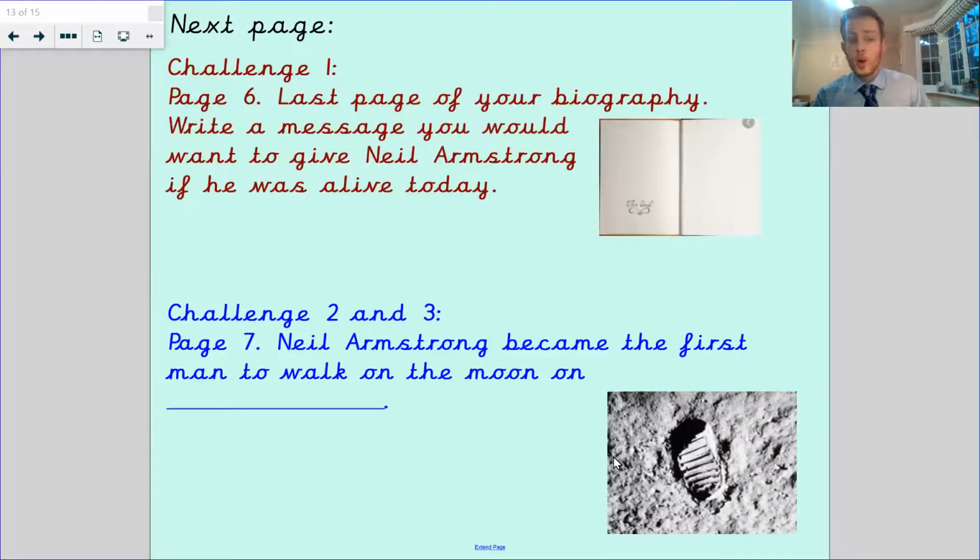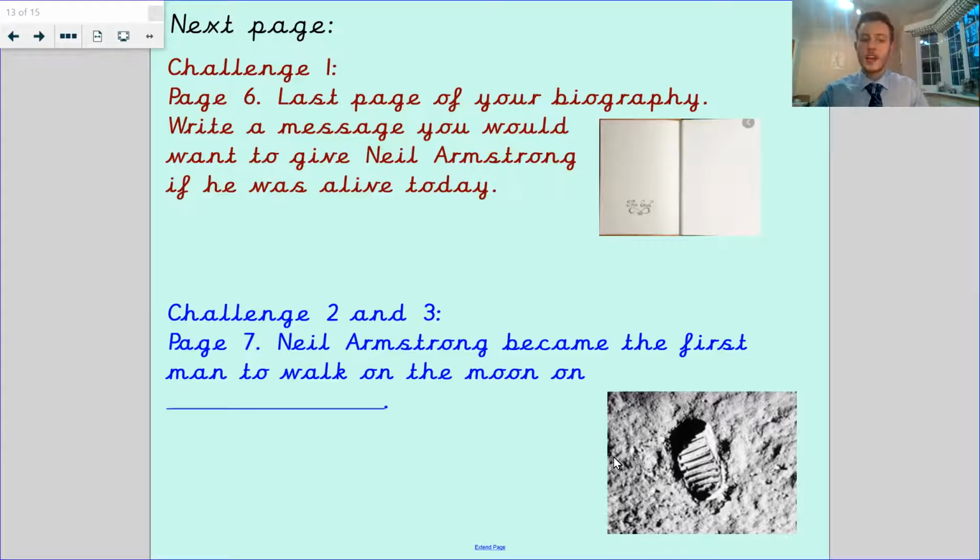Now, challenge 1, your last page of your biography, you're going to write a message that you would like to give to Neil Armstrong if he was alive today. So right at the very back of your book, you're going to write in what you would say to Neil Armstrong if he was alive today.